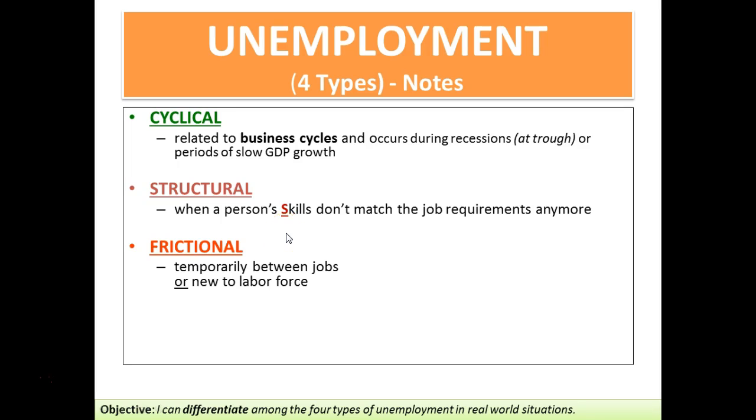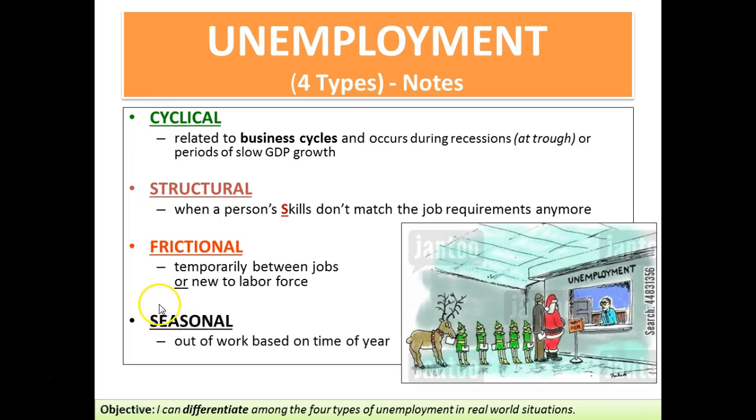Frictional is related to personal freedom. Freedom, it's when you make the choice to move to another job, to leave one and go to another one. When you graduate from college, you are going to be frictionally unemployed as you look for your first job. So frictional freedom, structural skills, and cyclical is just a business cycle, the natural ups and downs of any business. And lastly is seasonal, and that one's easy to remember because it's based on different times of the year.